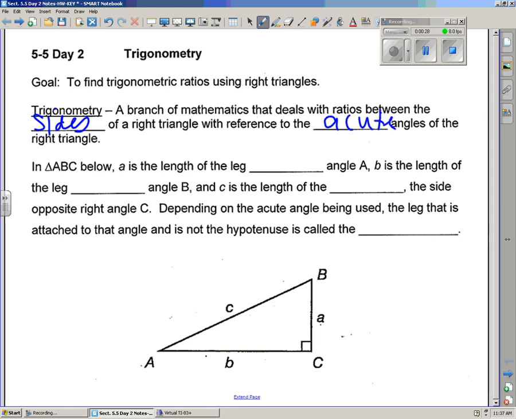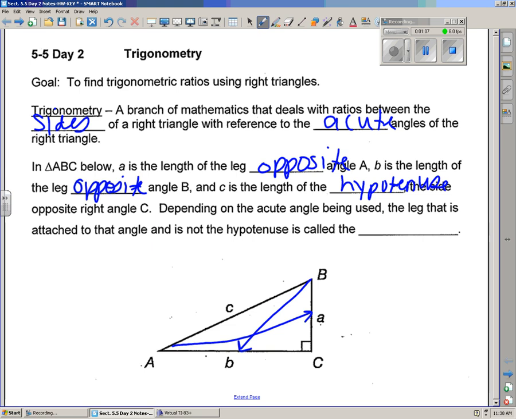So every right triangle has a 90-degree angle. The other two angles have to be less than 90, so those guys are called acute. If you look at the triangle ABC below, little a is the length of the leg that's opposite angle A. Little b is the leg that's opposite angle B, and little c is the length of the hypotenuse.